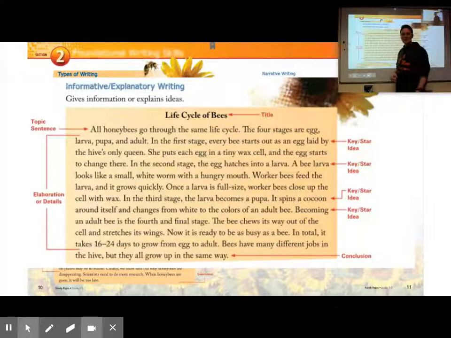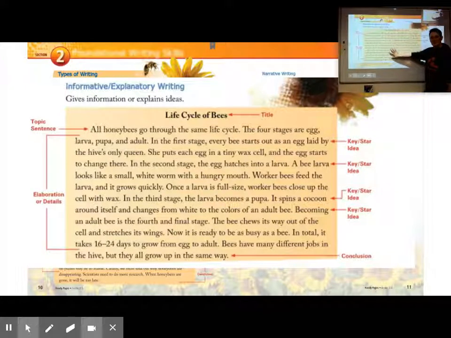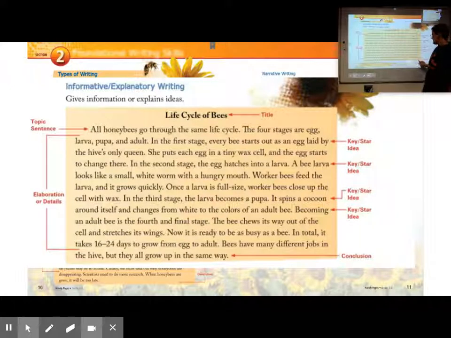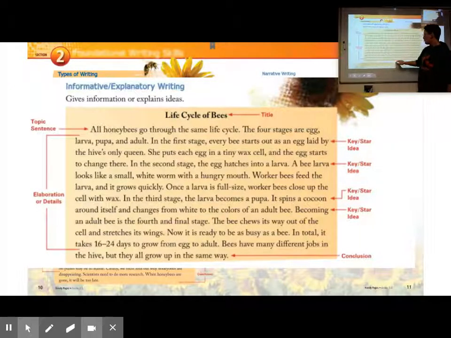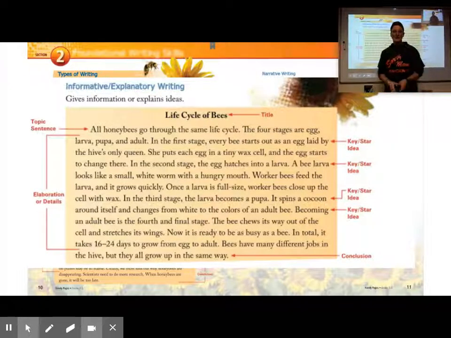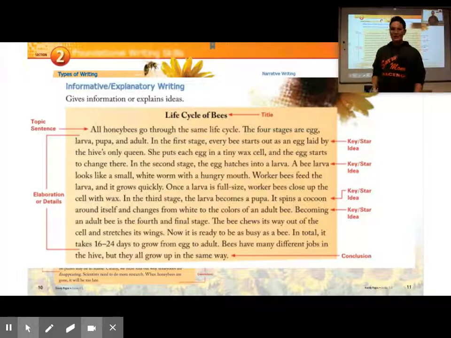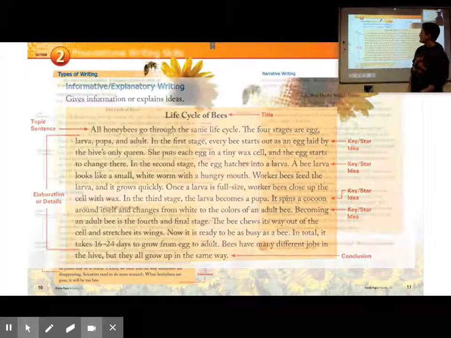So what I really want you to take away from this is that they used a topic sentence to focus their writing. They wrote about it and explained it using details and elaboration in the body, and then they tied it up with a conclusion that relates back to the topic sentence. So it says, all honeybees go through the same life cycle. I'm going to skip ahead to my conclusion, and it says, bees have many different jobs in the hive, but they all grow up in the same way. Okay, so they compared growing up to the life cycle. Those are almost like synonyms in a bee world. Okay, so this is informational writing.